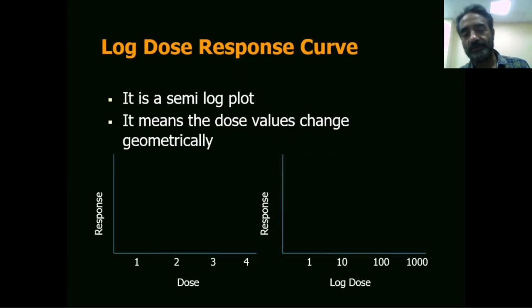Now, another kind of dose response curve is log dose response curve. It is actually a semi-log plot where one of the axis is increasing in the geometrical fashion rather than arithmetic fashion, as shown over here. So on the left hand side, there is the normal arithmetic dose response curve. The dose is increasing arithmetically 1, 2, 3, 4. On the right hand side, it is the log dose. On x-axis 1, 10, 100, 1000 and so on. So those values are changing geometrically or logarithmically.